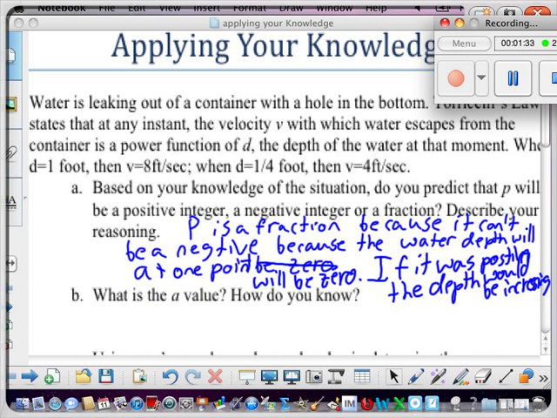So we know our equation has to look something like y equals A times x to the p, where p is the power. And in this case, instead of y and x, we're using velocity equals A times the depth to some p. So there are two different ways to find A. How have we found A in the past? Anybody remember?